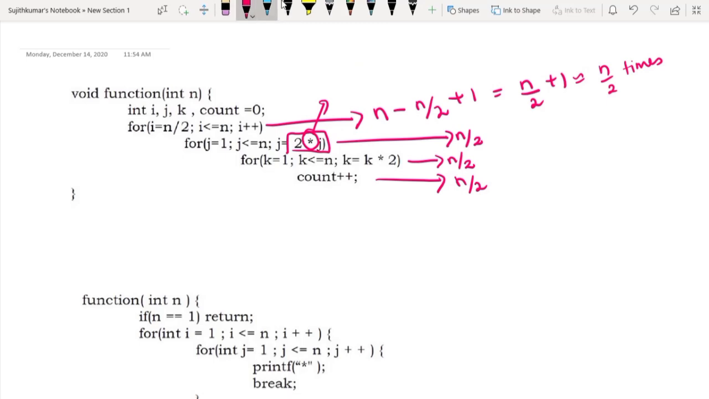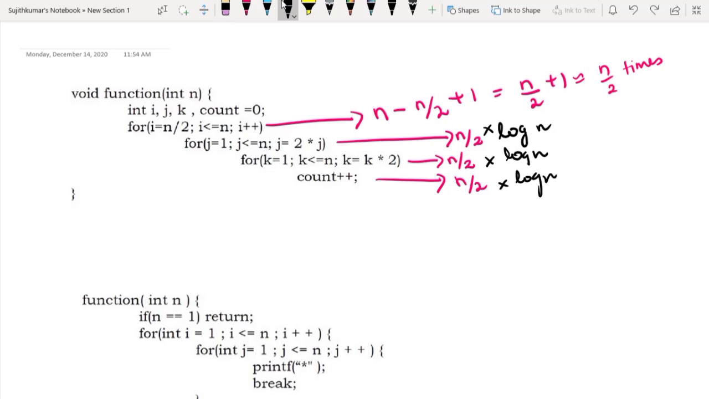This for loop, let me erase this, will run for log n times. You know that, right? Why? Because this is 2 into j, so it's getting multiplied, so that will run for log n. I have explained that in the previous video. This is also getting multiplied by 2, so let me finish this off. So this is log n, which means everything inside the loop will go for log n, because all are nested, right?